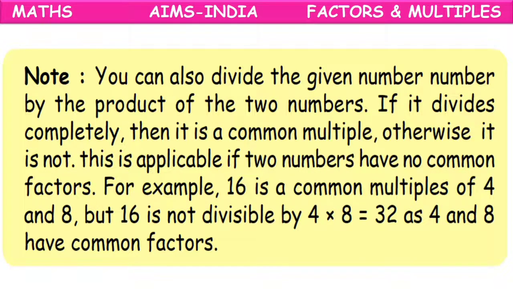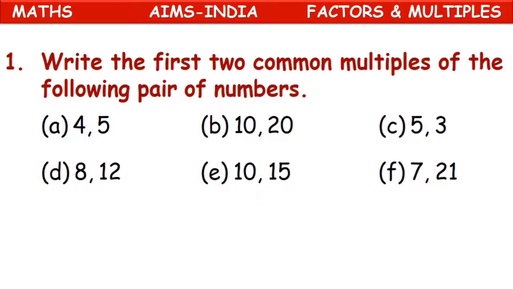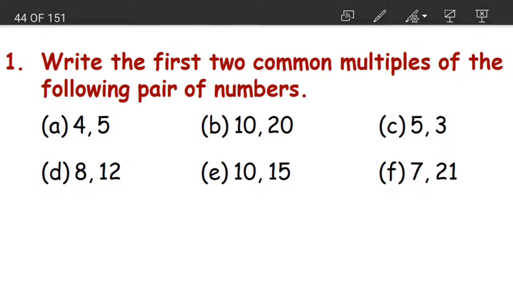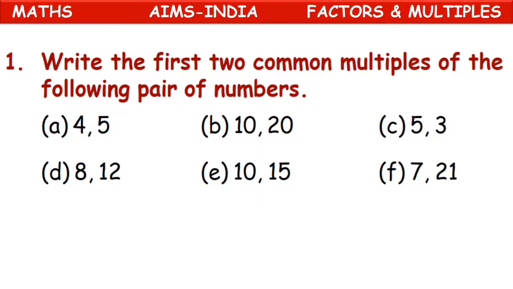Keep that in mind. When you have two numbers in the exam which do not have any common factors other than 1, you can reduce the amount of problem solving by simply dividing the number by the product of the given numbers. Instead of dividing it two times by each number separately, children, you can divide it by the product. Now let us solve some problems based on this concept.